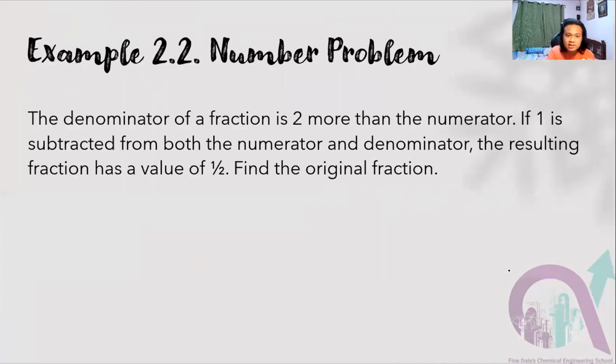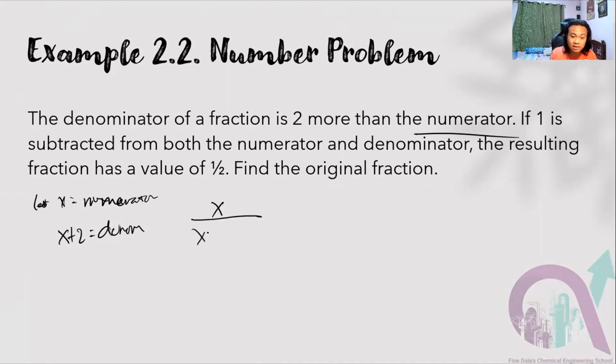So let's move on to the example. For example, a number problem. The denominator of a fraction is 2 more than the numerator, so this is a fraction. If 1 is subtracted from both the numerator and denominator, the resulting fraction has a value of 1/2. Find the original fraction. How do we do that? Let's represent the denominator and numerator. Let x be the numerator. The denominator is 2 more than the numerator, so x plus 2 is the denominator. The original fraction is x over x plus 2.